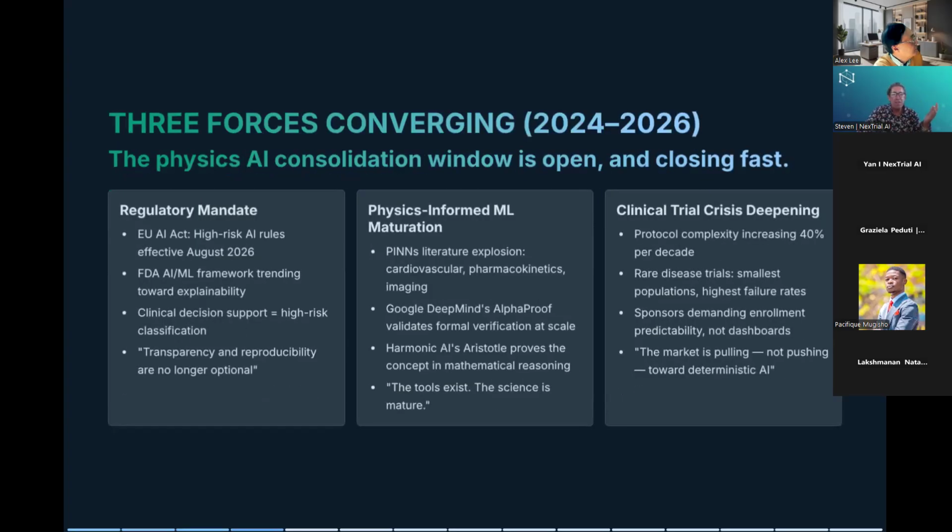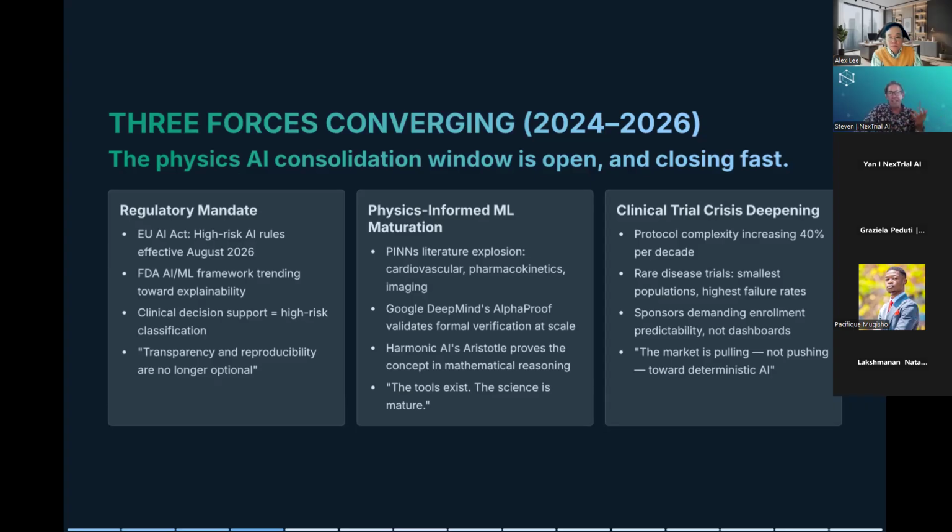So these converge, right? They're all happening simultaneously. This creates a consolidation window. First, regulation is demanding. The EU AI Act classifies clinical decision support as high risk AI, right? And those rules take effect August 2026. The FDA's framework is trending in the same direction.